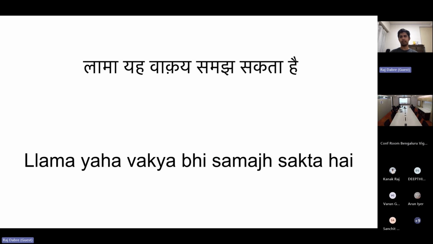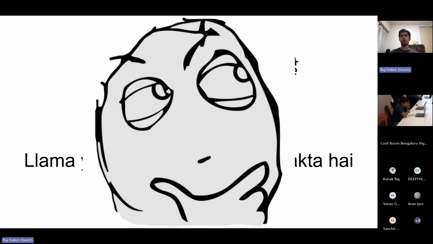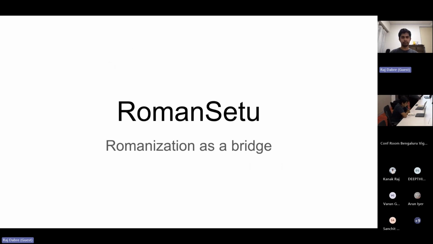But why would that even be the case? Well, the internet is full of this kind of romanized data because we often type in romanized script. So that gives us a question. What do we do in such a situation when you already know that the model has a certain bias for romanization? So we came up with this approach called Roman Setu, where we use romanization as a bridge between English information and the target language information.